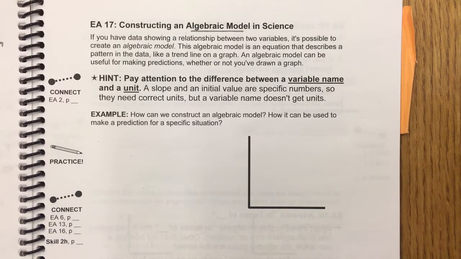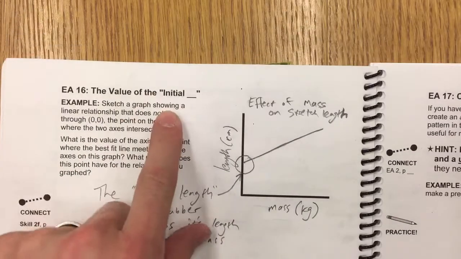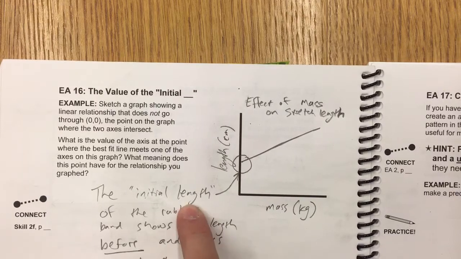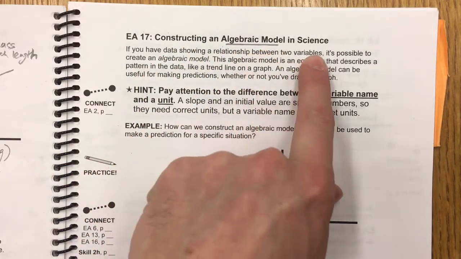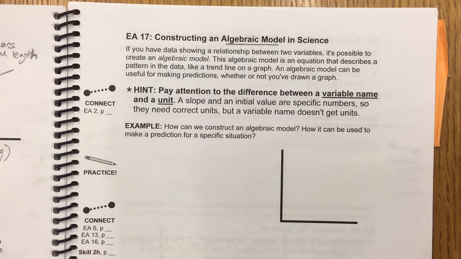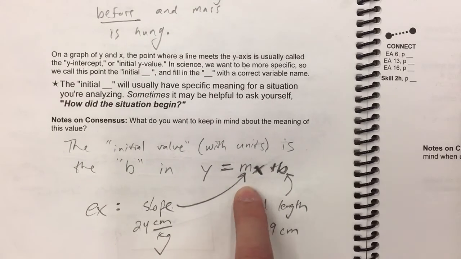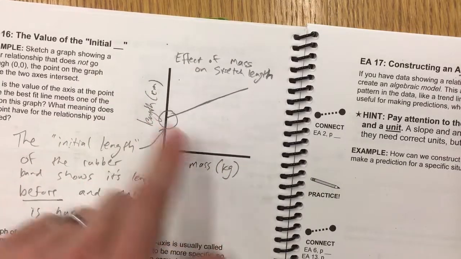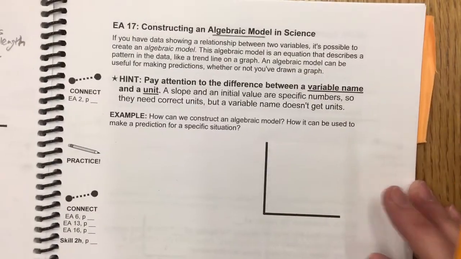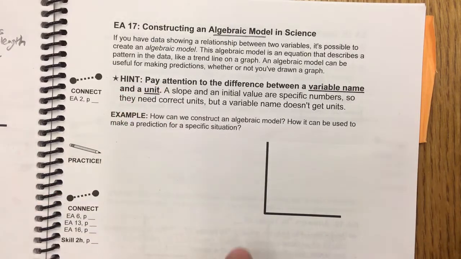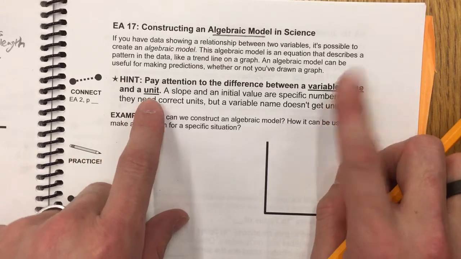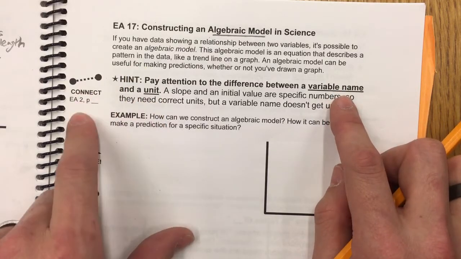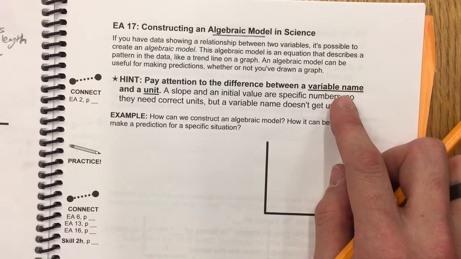So now we're going to use this idea of the initial value, specifically the initial length of the rubber band, to construct an algebraic model in science. This again is basically the idea of y equals mx plus b, but we need to use the variable names of the things that we're actually graphing. One clue here is pay attention to the difference between a variable name and a unit. This is still important. Looking at EA2 could be helpful here.